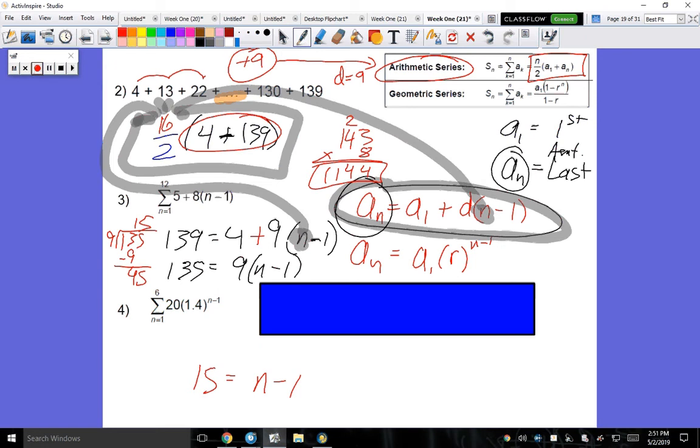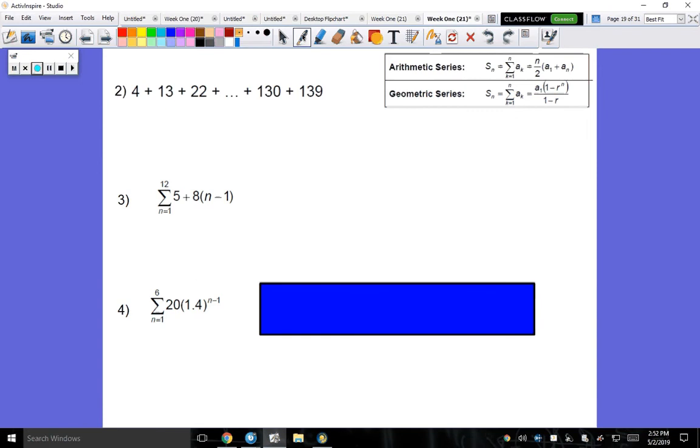So for now, are there any questions with number 2? Okay. So let's go to number 3. Number 3, it's saying that this right here is your function. It's the machine, if you will. And I want you to plug in the first one for n, which if you did, you would get 1 minus 1 is 0, you'd get 5. If I plugged in 2, you'd get 13. If I plugged in 3, you start seeing the pattern, 21. All the way to the last one, which is plugging in 12, you'd get 93. And we want to know the sum of all that, just like that.